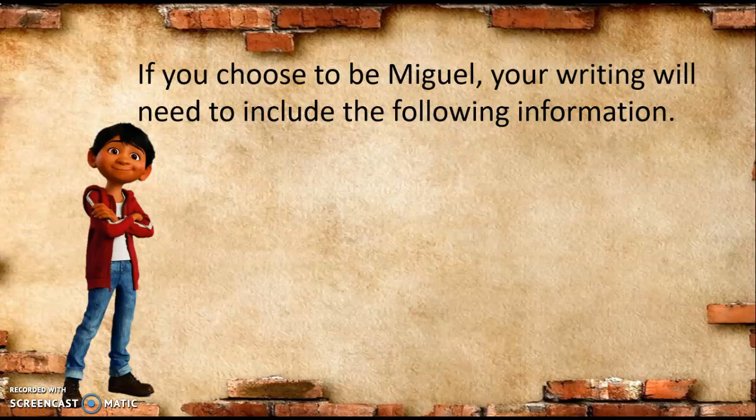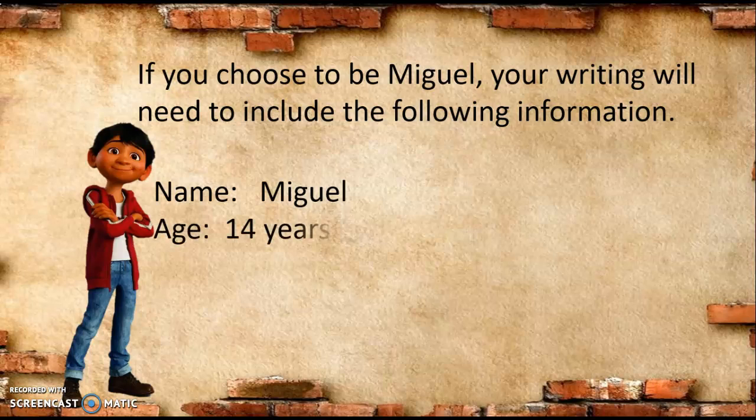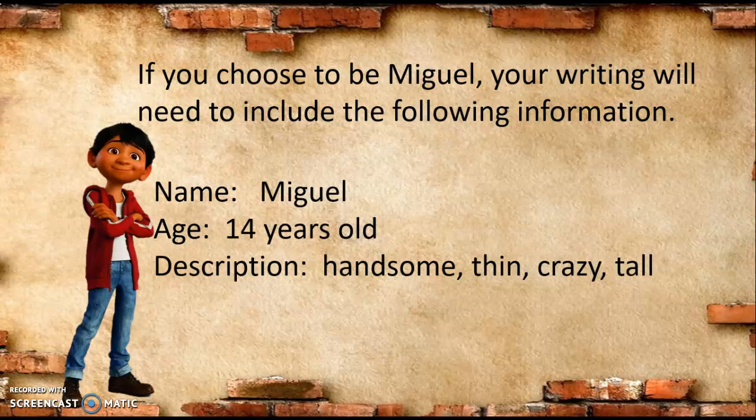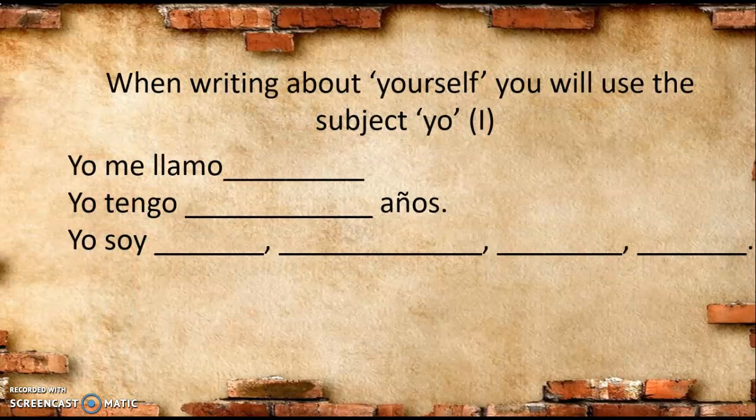But if you choose to be Miguel, your writing will need to include the following information: your name, Miguel, your age, 14 years old, and your description: you're handsome, thin, crazy, and tall. When writing about yourself, you'll need to use the subject yo, or I, in Spanish.